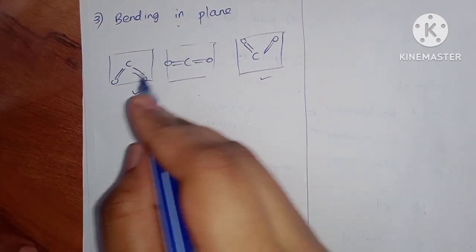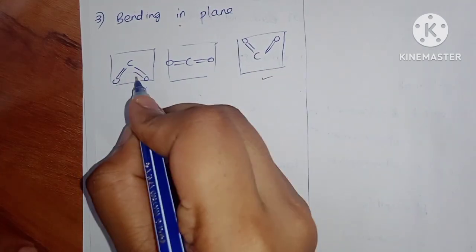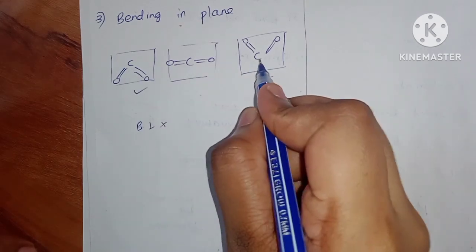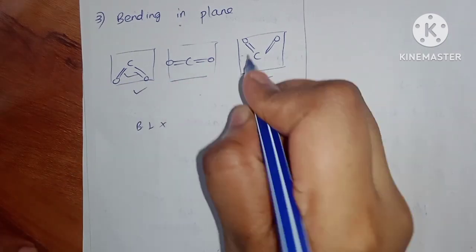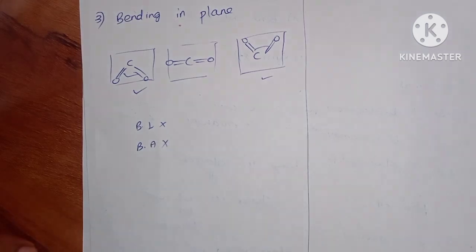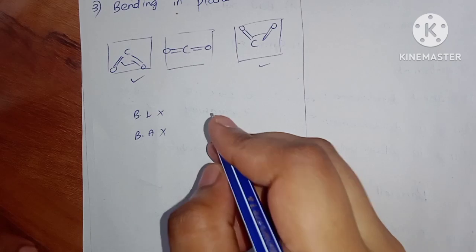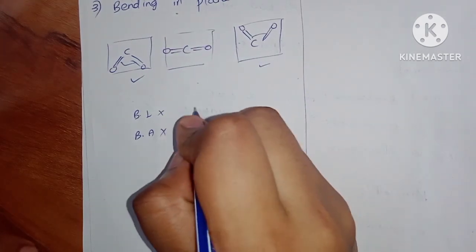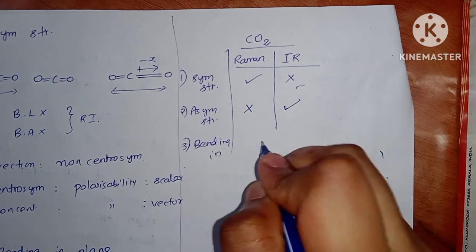So here we can say bond length is not changing. Same bond length during this time. The bond length is this much, and here also bond length same, no change in bond length. And if we are considering bond angle also same, no change in bond angle. Direction we don't have to consider, as it is a centrosymmetric molecule. So we will say that the bending in plane mode is Raman inactive. So for CO2 molecule, the third mode, that is bending in plane, is Raman inactive.